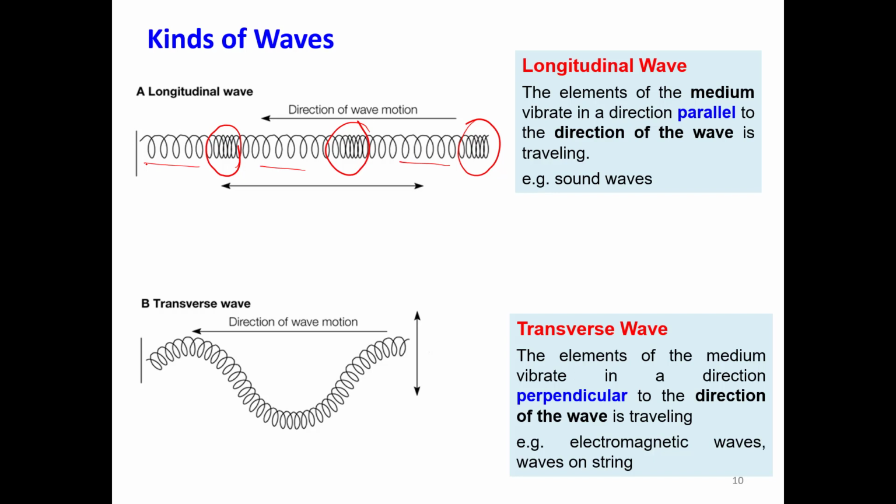The other kind of wave is the transverse wave. In this case, the elements of the medium, or the particles of the spring, vibrate perpendicular to the direction of the wave. And in this case, we can see the particles of the spring vibrate in this direction, but the wave propagates in this direction. Then they are perpendicular. Yes, perpendicular.